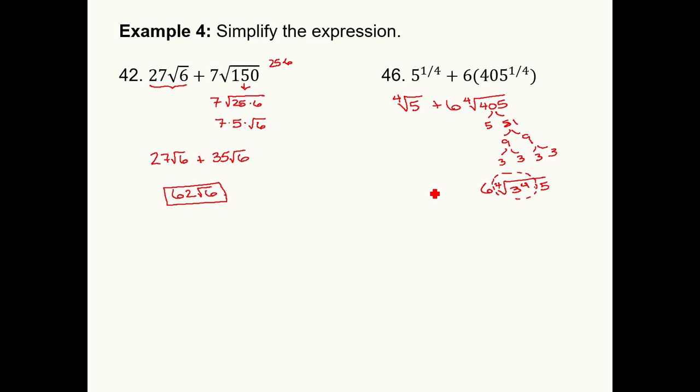I've got the 4th root of 5 plus 6 times 3, 18 4th root of 5's. If I combine those together, I've got 1 4th root of 5 plus 18 4th root of 5's. That's 19 4th root of 5's for my final answer. Now, since they started off with rational exponents, we should probably convert our answer back to match how the question was given. So we would probably want to call this 19 times 5 to the 1/4 power.